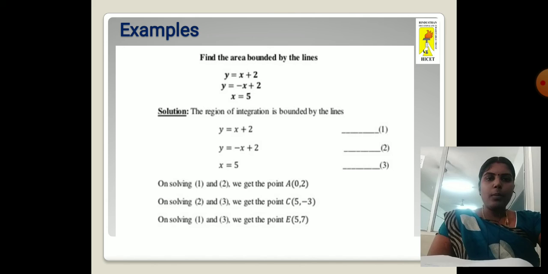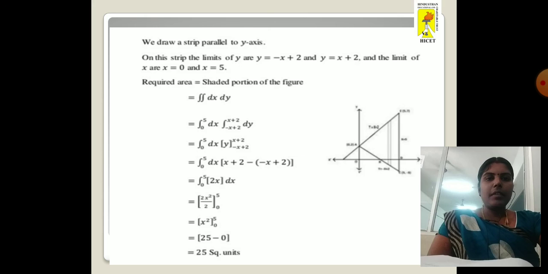So, see the example problem. First problem, by using the area in Cartesian coordinates: find the area bounded by the lines. There are 3 lines here. Solution: we consider the lines y = x + 2 as equation 1, y = -x + 2 as equation 2, and x = 5 as equation 3. Solving equations 1 and 2, we get the point A (0, 2); solving equations 2 and 3, we get the point C (5, -3); and solving equations 1 and 3, we get the point E (5, 7).